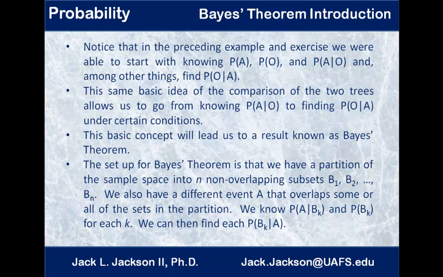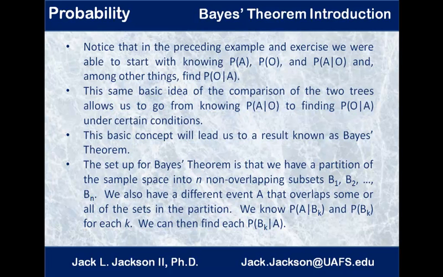So we've got the whole sample space divided up into our different B's. Then we also have a different event A that overlaps some or all of the sets in the partition. And what we know are all the conditional probabilities given the B's. So we know the probability of A given B1, the probability of A given B2, A given B3, and so forth, up to the probability of A given Bn. We also know one more thing, and that's the probability of each of the B's: the probability of B1, B2, B3, and so forth. If we know that, we can find each of the conditional probabilities going the other direction, the probability of B sub k given A.